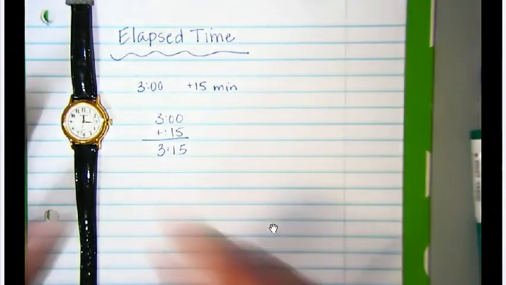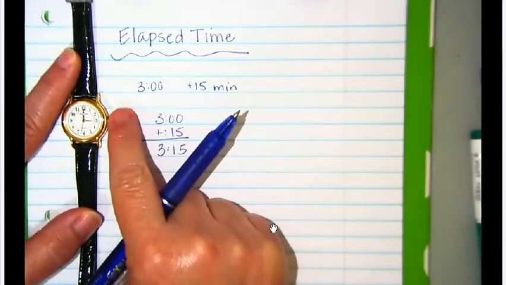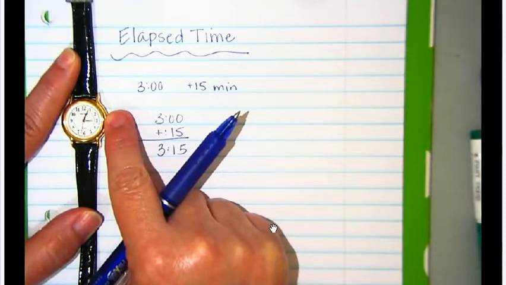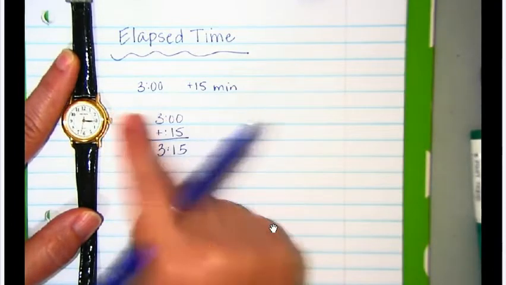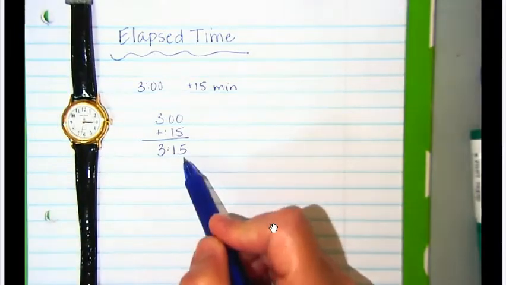If I go to my watch to check, and here's 3 o'clock, and we add 5 minutes, 10 minutes, and 15 minutes, I get 3:15. So in this case, that strategy worked. But it's not a strategy I recommend using. And the reason why is it does not always work.